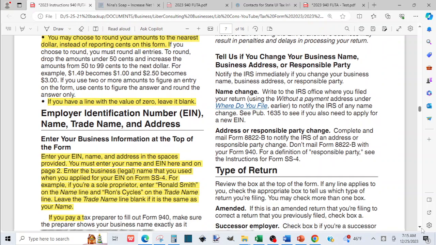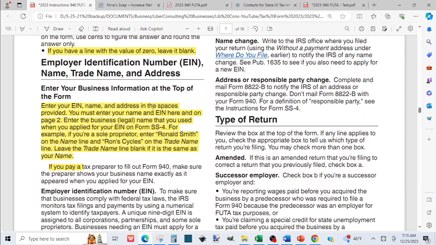And we covered the EIN as well. So your EIN, address, and name: the name should be the legal business name, and you can find that on the EIN form, the reply you got when you applied for the EIN. And if you are a sole proprietor, it will be your business that you put as the legal name.